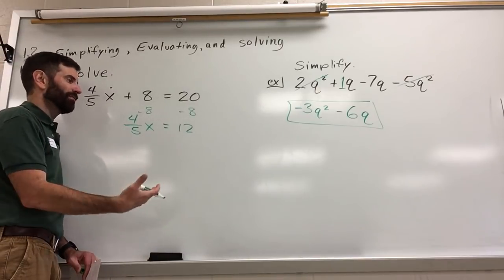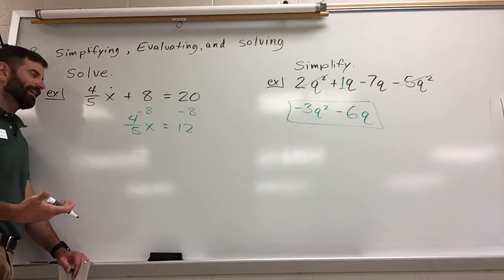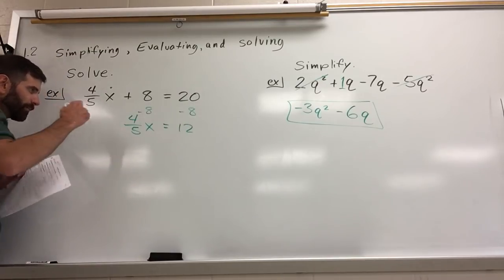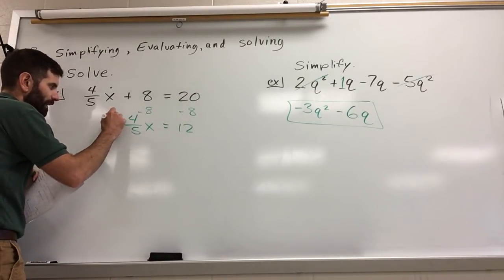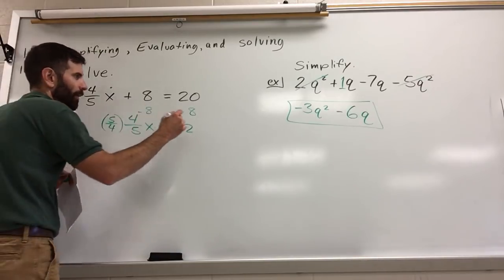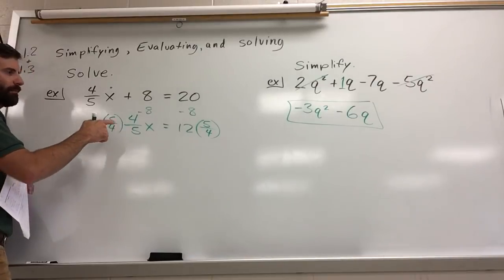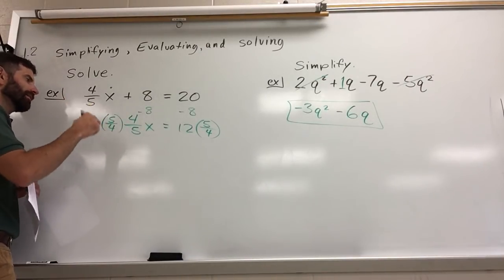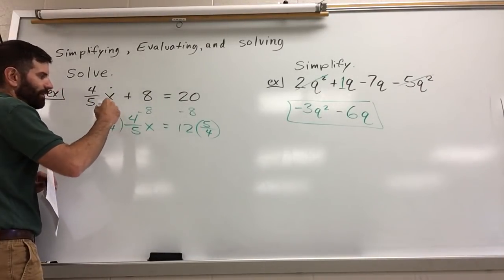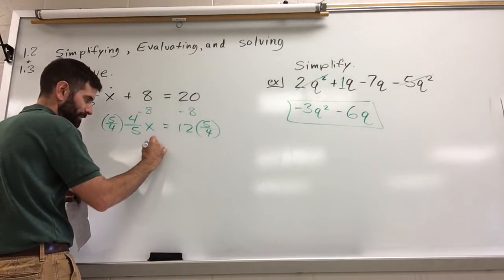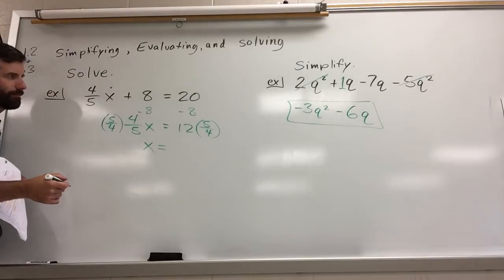Instead, it turns out the equivalent operation of dividing is multiplying by the reciprocal. So I'm going to multiply both sides by 5/4. Now, why does that help me? Because when you multiply something by its reciprocal, you always get 1. 4's divide out, the 5's divide out. And we're left with 1x, or just x.